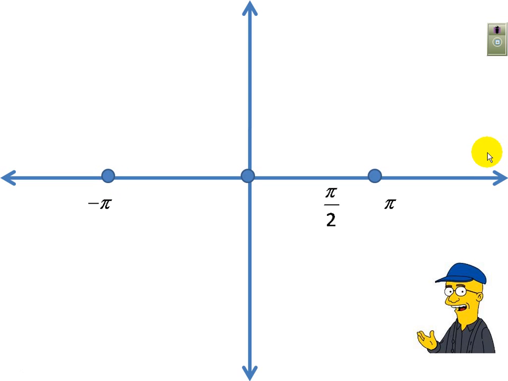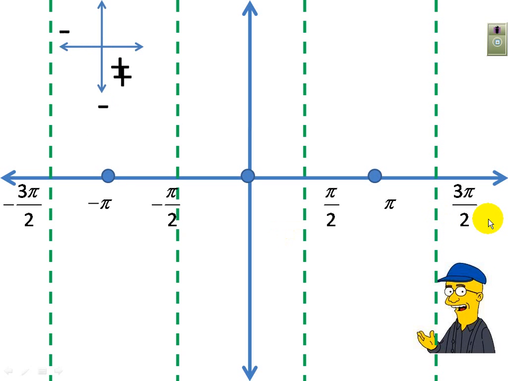Now let's look at the angles where tangent is undefined, certainly at pi over 2 and negative pi over 2, but also at 3 pi over 2 and negative 3 pi over 2. Now these are places where tangent has vertical asymptotes. Vertical asymptotes exist at these places where tangent is undefined.